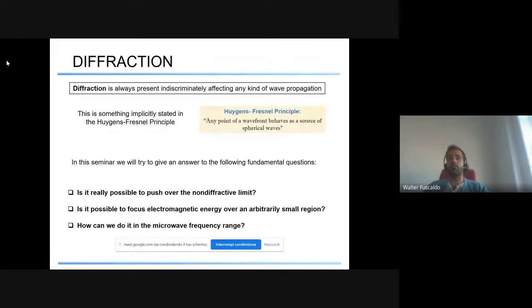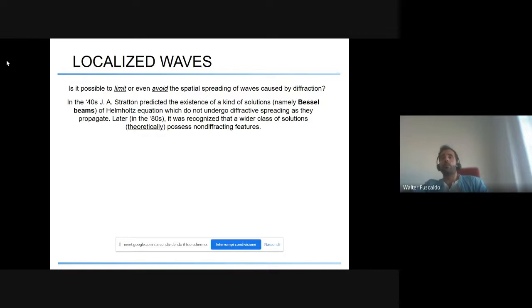In this seminar, we will try to answer some fundamental questions. In particular, we will see if it is really possible to beat the non-diffractive limit, if it is possible to focus electromagnetic energy in arbitrary small regions, and how we can do that at microwave frequencies. So the first fundamental question is whether we can in principle avoid the spatial spreading of waves that is caused by diffraction.